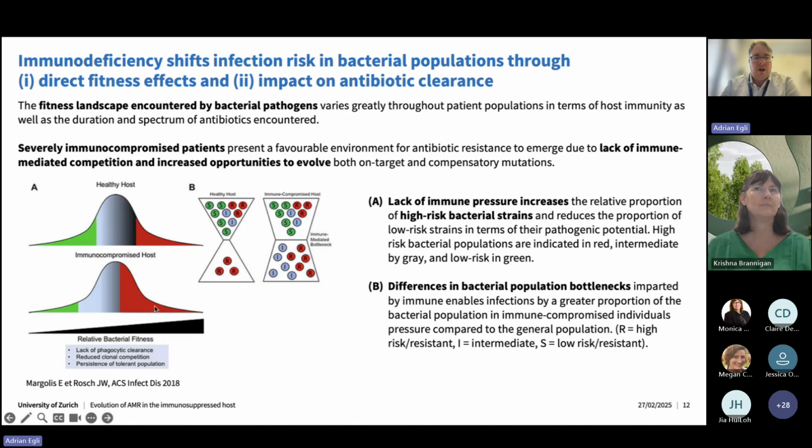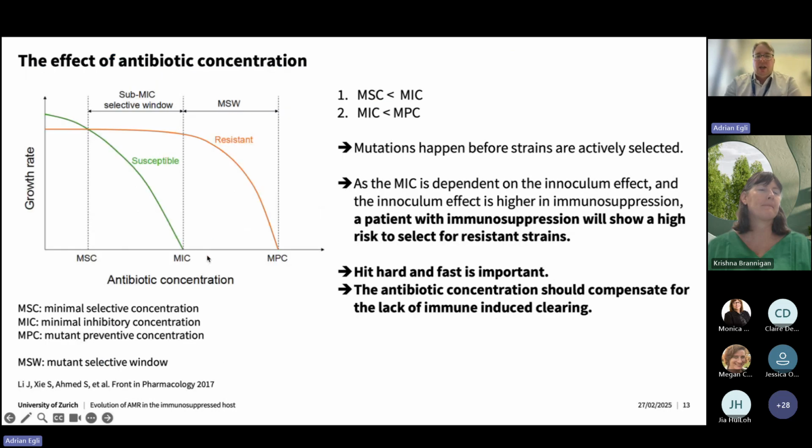So you can see here the relative bacterial fitness in an immunocompromised host. It gets stronger in the case of resistant bacteria because this second hit of the immune system is lacking. And here you can see the immune-mediated bottleneck, which is wider in the case of an immunocompromised host compared to a healthy immunocompetent host where it's much more narrow.